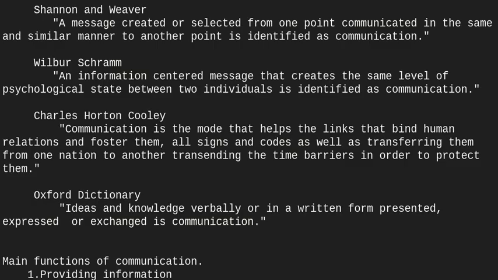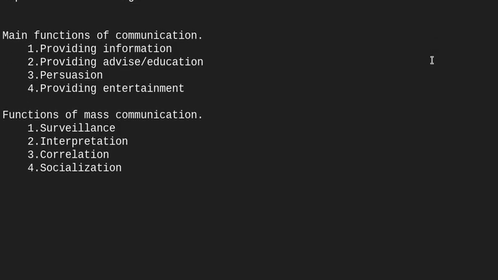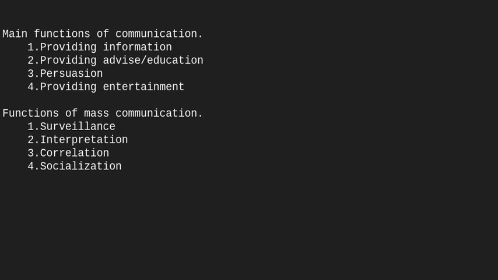Then the Oxford Dictionary: ideas and knowledge, verbally or in written form, presented, expressed or exchanged, is communication. Here you have to remember the main idea in each definition, because they ask in the papers by providing a situation. So we have to have a thorough understanding of each and every definition.